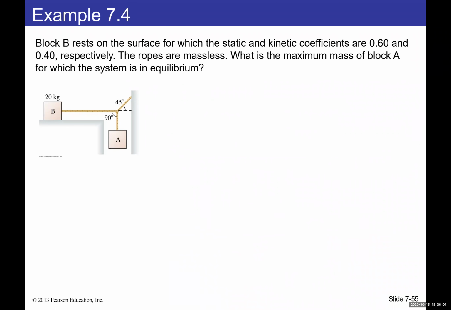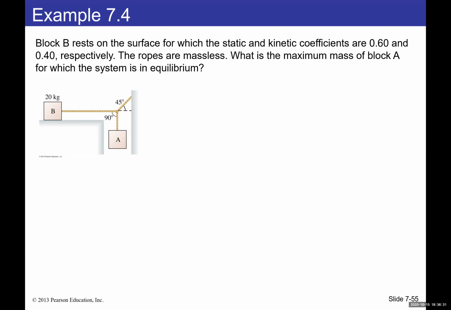All right. So here's one example. We're going to do several examples to see how all of those things work. We start with Newton's third law combined with Newton's first law, which means that right now we're looking at a system that is in equilibrium. So: block B rests on the surface for which the static and kinetic coefficients are 0.6 and 0.4 respectively. The ropes are massless.